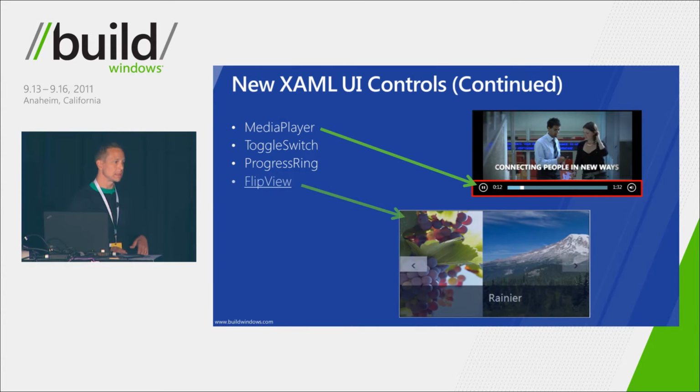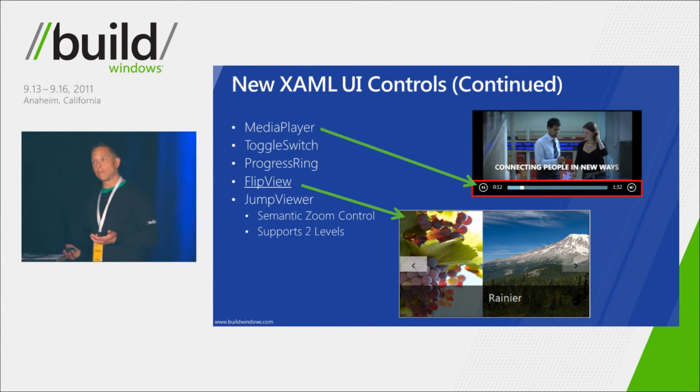Toggle switch and progress ring I talked about. Flip view, I'll show you a demo of in a minute, and I'll go into more details there. And the last thing is there's a jump viewer control, and this is the semantic zoom control. Hamid will talk about that more in his controls, list, and binding deep dive talk. This is the thing that allows you to do a semantic type zoom between two levels of detail. So if you have a list of albums for playing music, for example, you can have a view that shows you every album, and then you may shrink down to a view that just shows you the letters, so you can quickly find the letters of the album name.